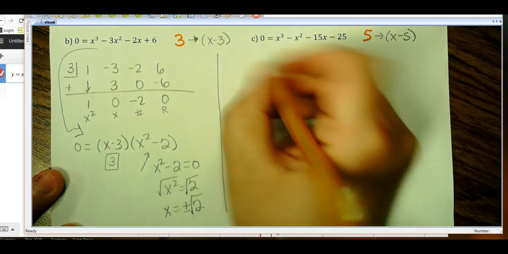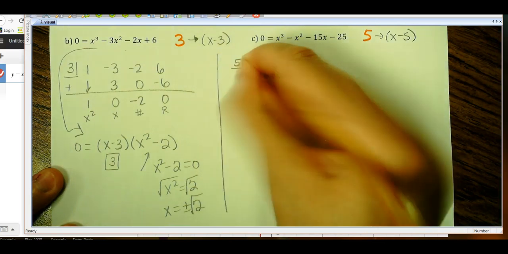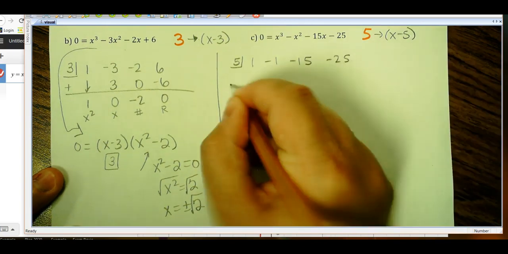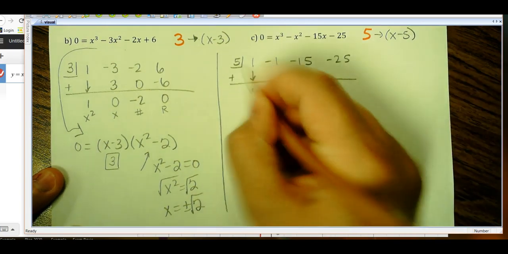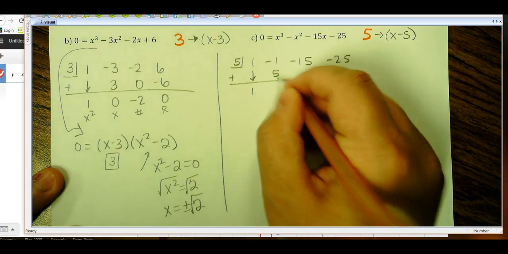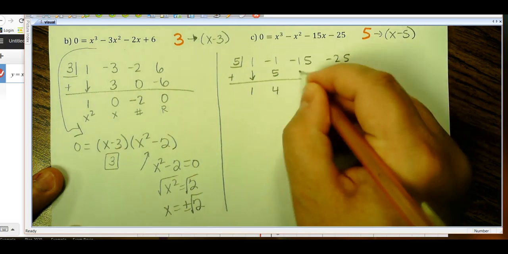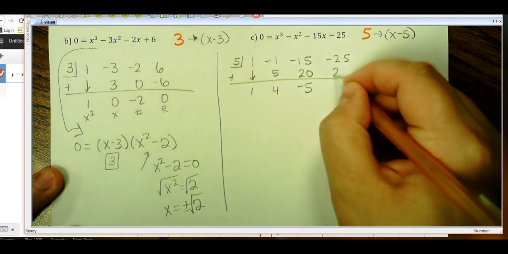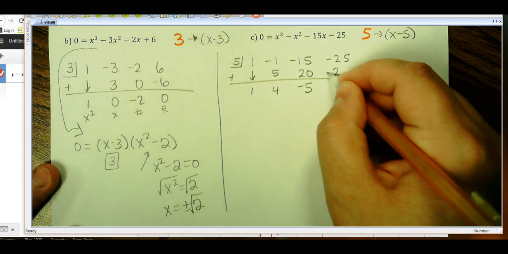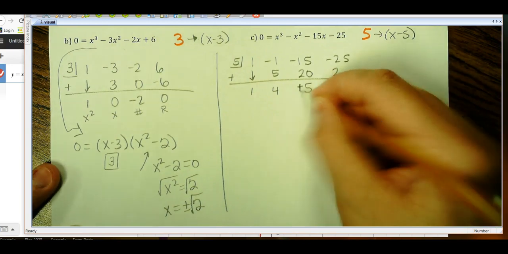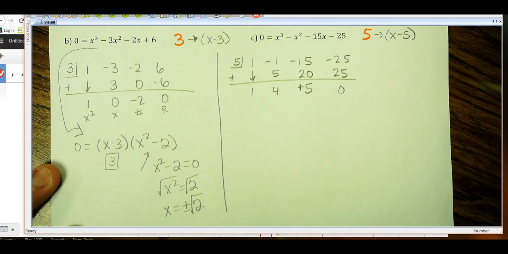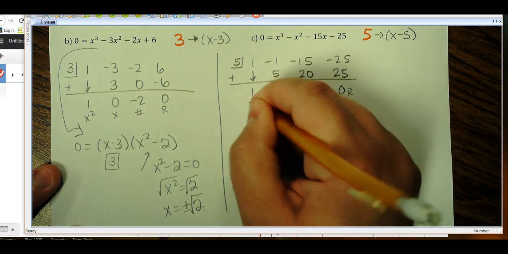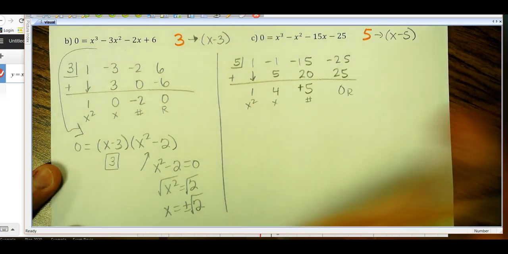Okay, so we're just going to do exactly the same thing. I'm going to divide that in. So 5, write down your coefficients. 1, -1, -15, -25. 5 times 1 is 5. Add these guys together that are stacked up. This is 4. 5 times 4 is 20. This would be 5. 5 times 5 is 25. Our remainder should be 0 because we know this is a factor. The remaining quotient is x squared.